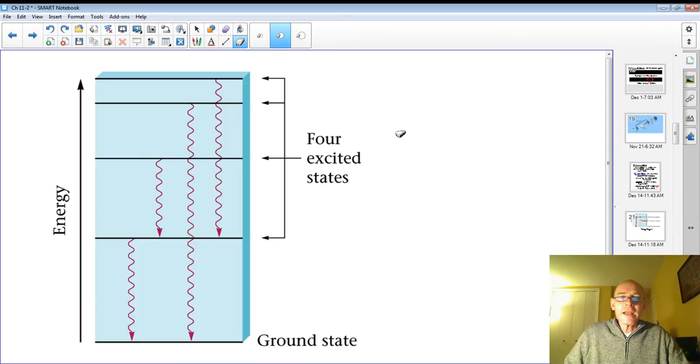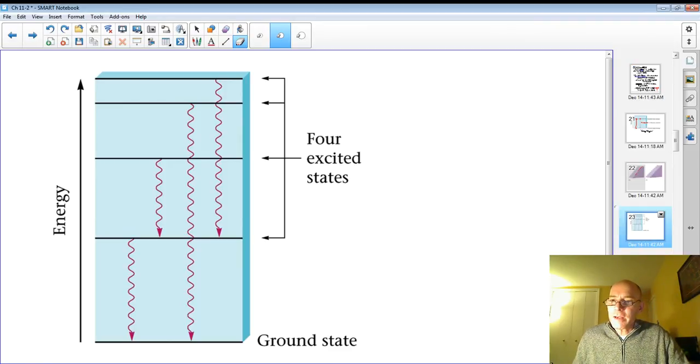So take a look at, here's an example of hydrogen, for example. Let me slide back down here.